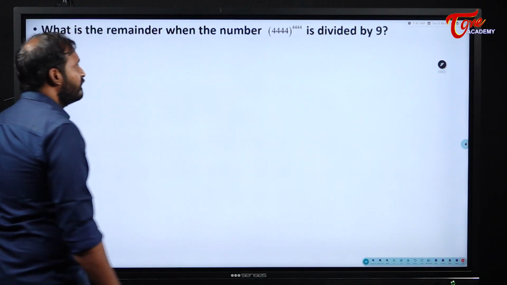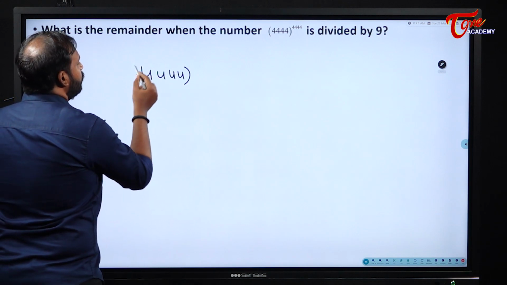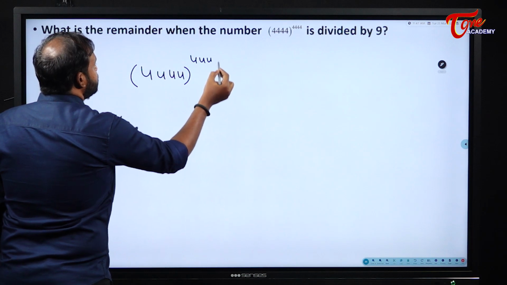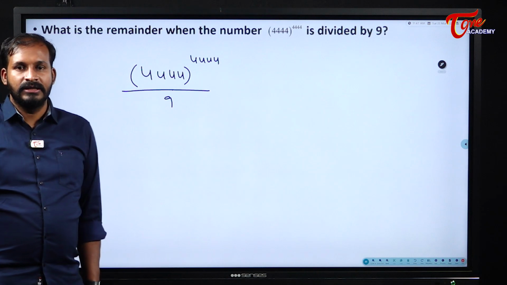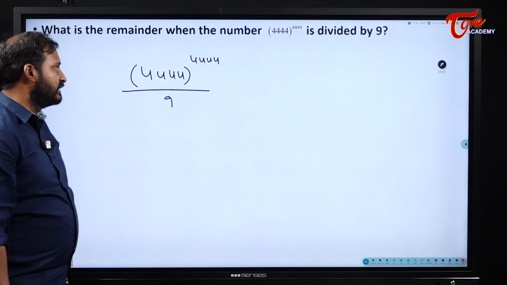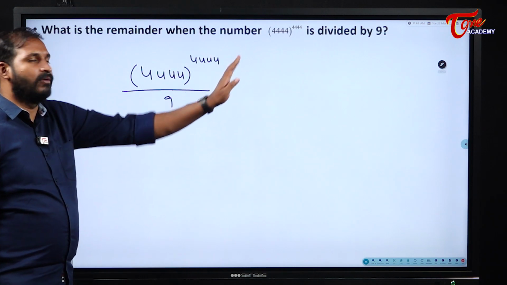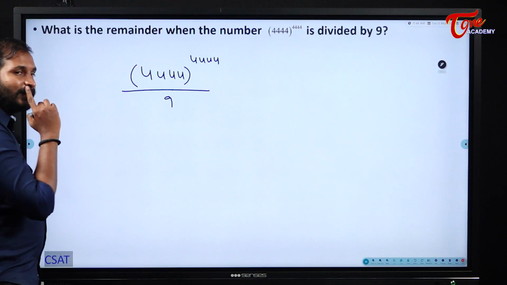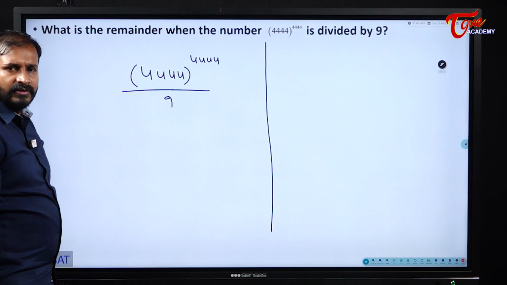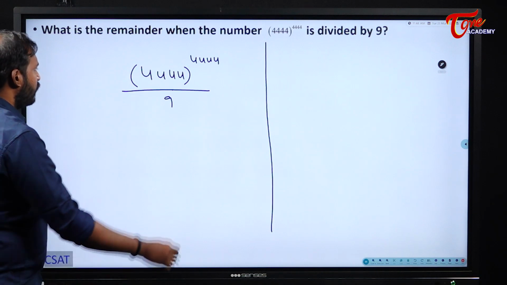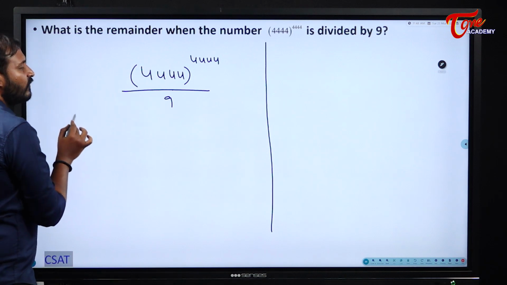What is the remainder when the number 4 to the power of 4 to the power of 4 is divisible by 9? Now we will see. In general, first of all, 4 to the power of 4 by 9. Forget about the outer power for instance. What is the remainder? We will see in a general manner, and we will also take the help of Euler's remainder. We will try to get the answers for both of them. Anyway, we will come back to the Euler one only. Next, 4 to the power of 4 to the power of 4.